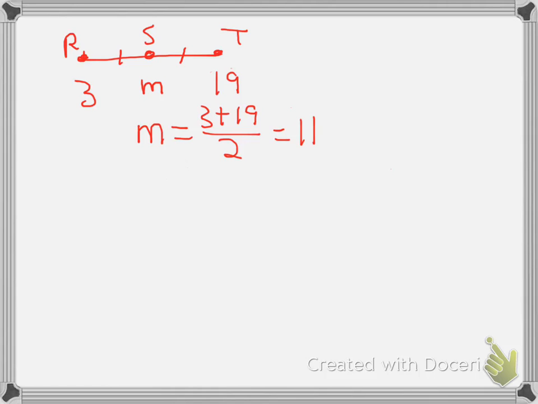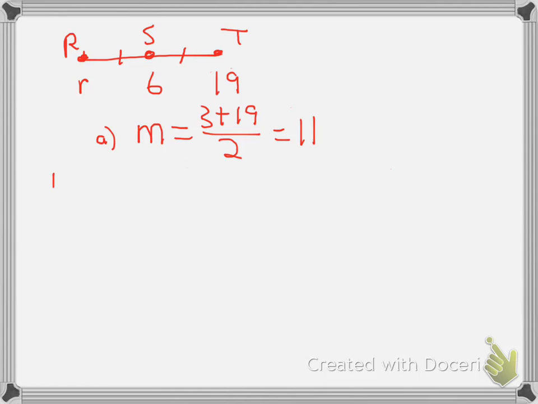On 23, part B, we have the same value for T. S is still the midpoint, but this time we know what S is. This time S is 6, and we're out to find the coordinate here at R. I'll just call that little r.